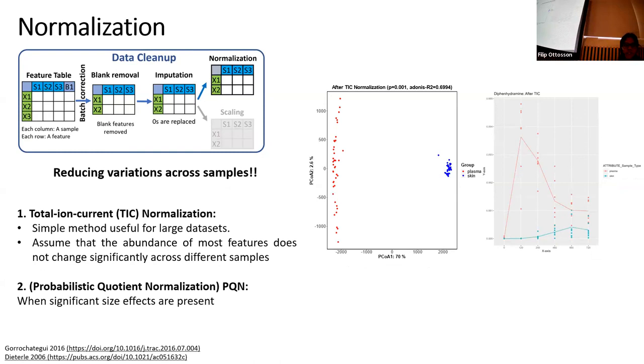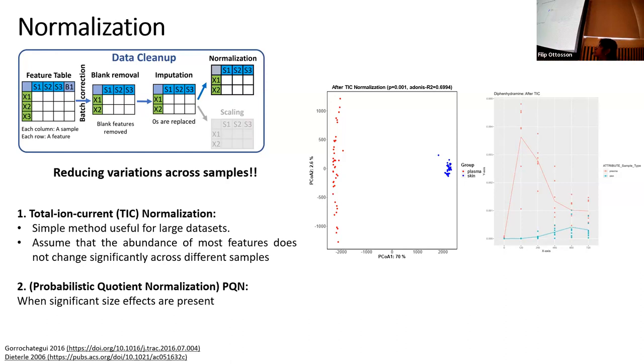And then after imputing, you could either perform normalization or scaling. It also depends on different techniques. Both of these methods try to reduce the variations across your samples. There are so many normalization techniques, but some of the most commonly used ones are the total ion current or TIC normalization, which you could also call sum normalization, and the second one is probabilistic quotient normalization.